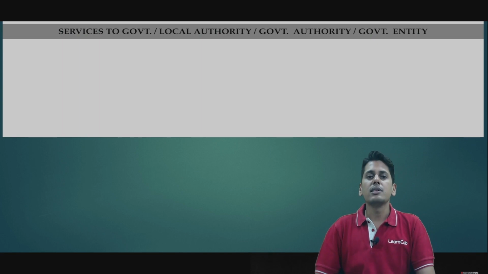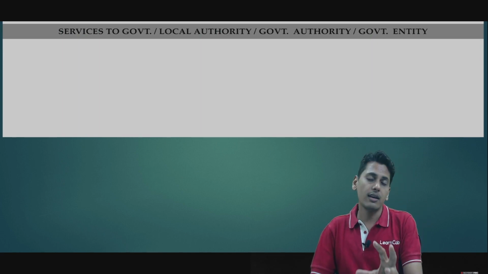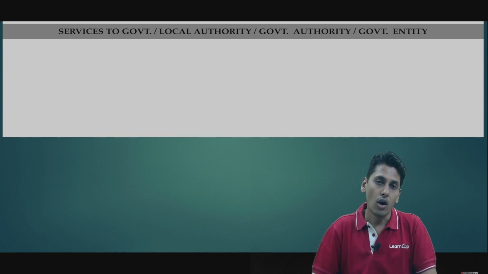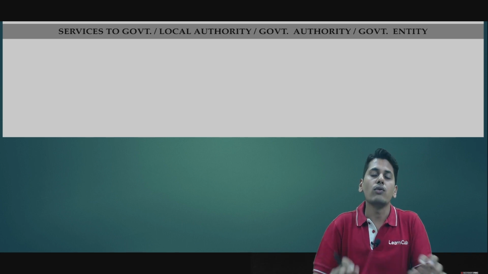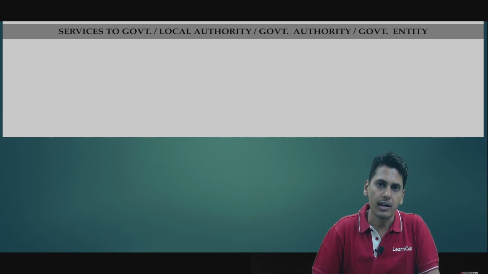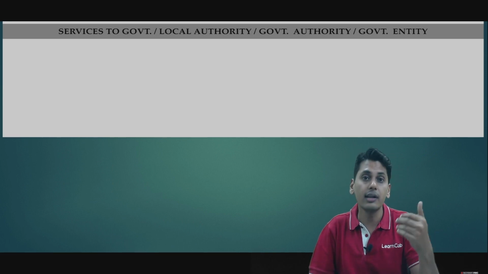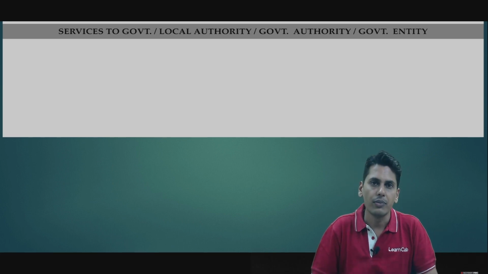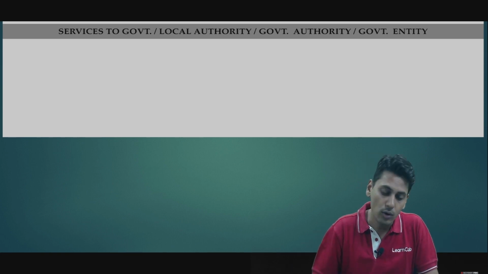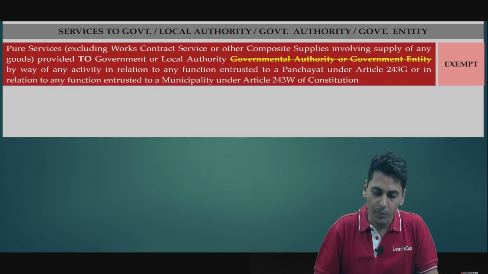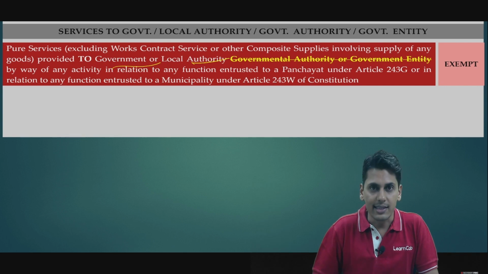The next change in exemptions, friends: any services provided to the government, pure services where goods component is not involved, or those services where goods component is involved but not exceeding 25% of the total value of contract. If these services were provided to the government, local authority, governmental authority, or government entity, they were exempted. Now friends, the scope of this exemption has been narrowed down.